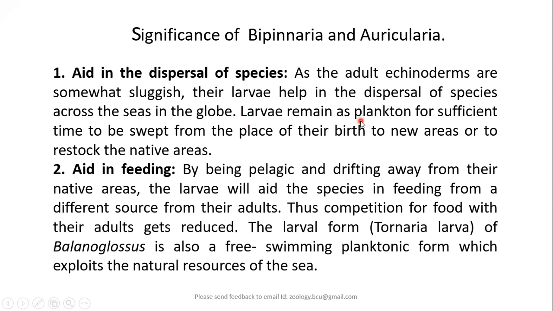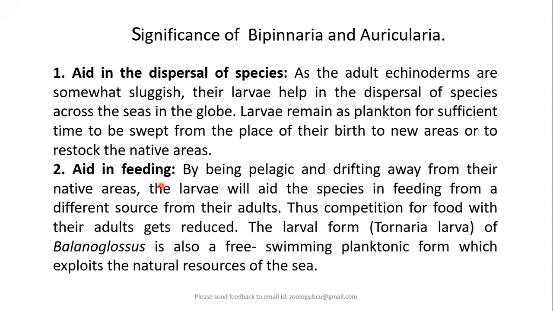Larvae remain planktonic for sufficient time to be swept away from the place of their birth to new areas, or to restock the native areas. So in this manner, if the species gets dispersed to various regions, obviously the survival of the species will be better. That is the first and foremost significance.